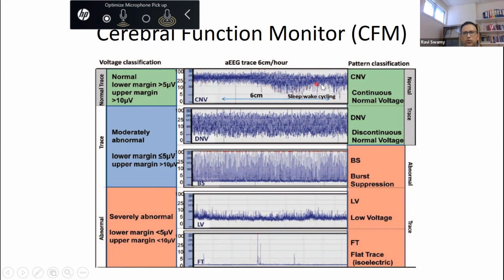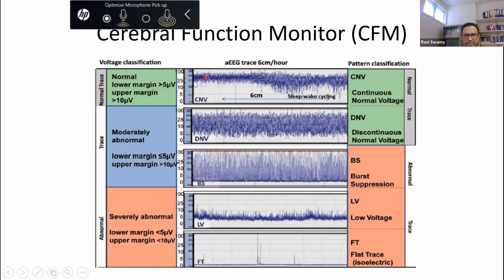So the lower margin will always be above 5. So this is 5, and the lower margin is well above 5. And the upper margin is above 10. So this is the upper margin, and the upper margin is also above 10. So whenever you see a CFM trace above 5, above 10, then it is completely normal.